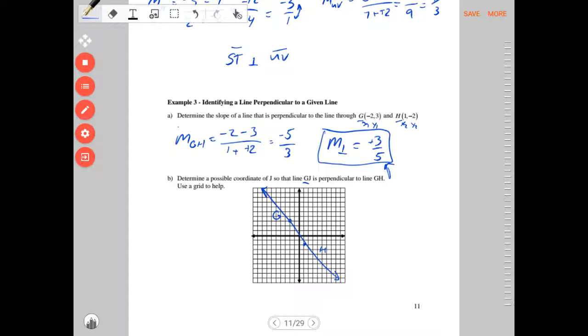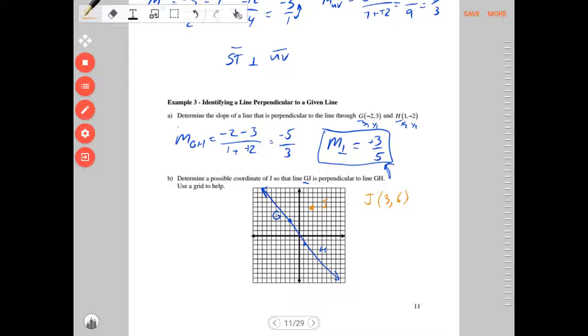So we have to go through G, and we have a slope of 3 over 5. That means there's a rise of 3. I'm going to use a different color. So we have a rise of 3, 1, 2, 3, and a run of 5, 1, 2, 3, 4, 5. So that one is a good approximation of where J could be. So where is that? That is 1, 2, 3, 1, 2, 3, 4, 5, 6. That's the point (3, 6). So that would work.